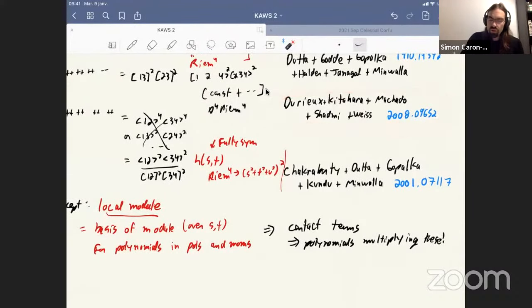These local modules also have some nice constructions for massive amplitudes in 4 dimensions, and for D. And yeah, the other paper will come out later.